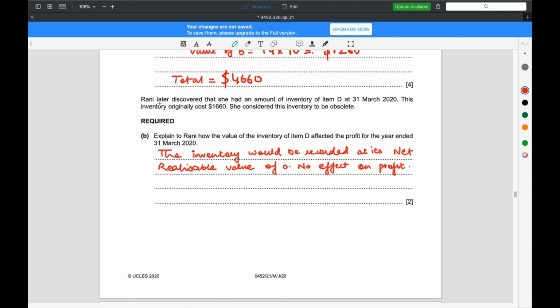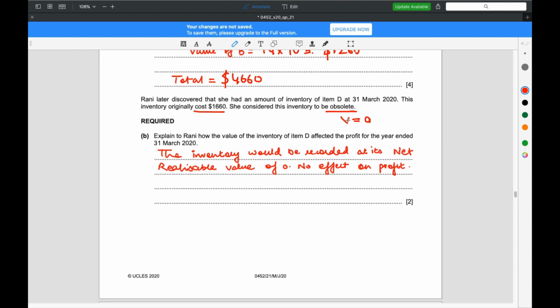And then he says, Rani later discovered that she had an amount of inventory of item D at 31st March 2020. This inventory originally cost $1660. She considered this inventory to be obsolete. So when he says obsolete, obsolete means that the inventory is, let's just say, destroyed, or it has no value, right? So the value is actually going to be 0 because he says it's obsolete. The cost actually was $1660, but now it's worth $0, right?